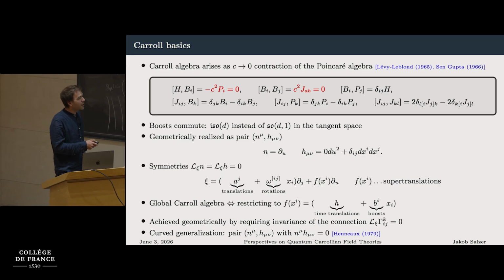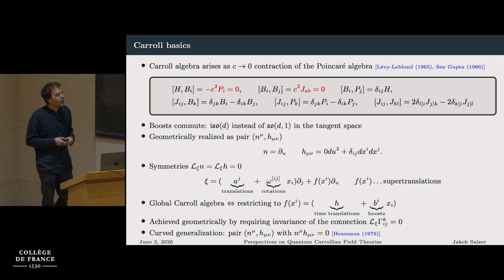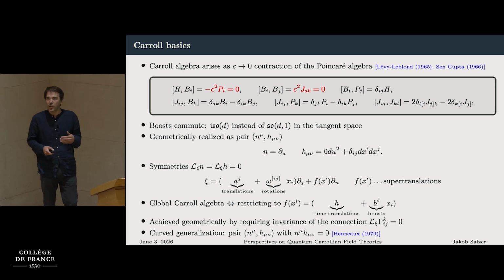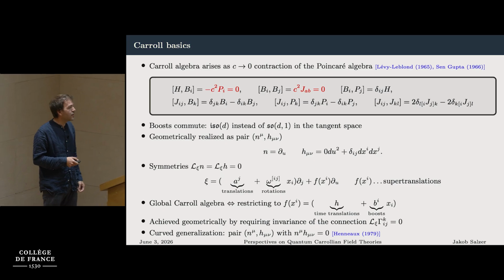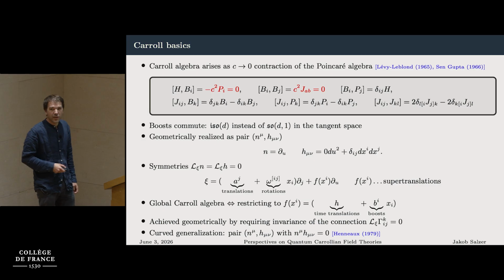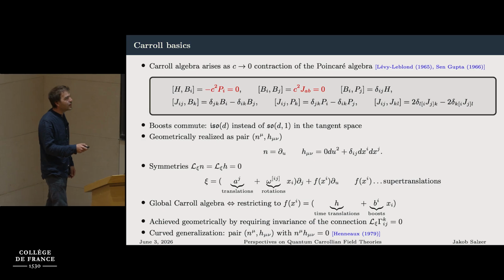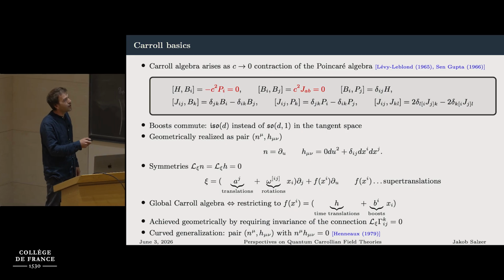How can we get back to the global Carroll algebra? Well, what you do is you say that you want this function to be a linear function in Cartesian coordinates. Then you find that the constant piece gives you time translation, and the linear piece will give you the boosts. And as we checked today, these Killing vectors close to the Carroll algebra.